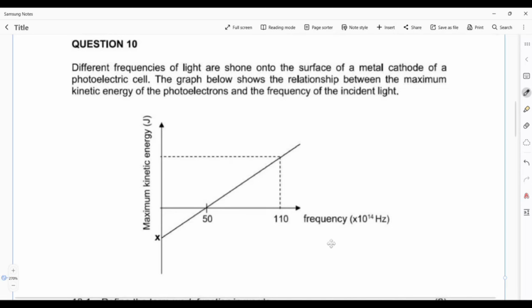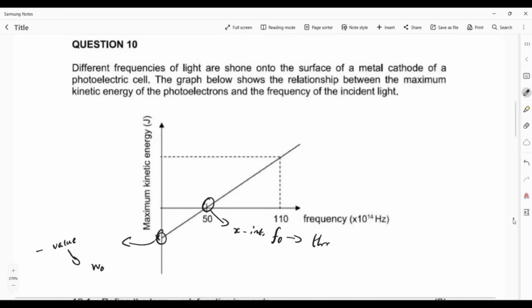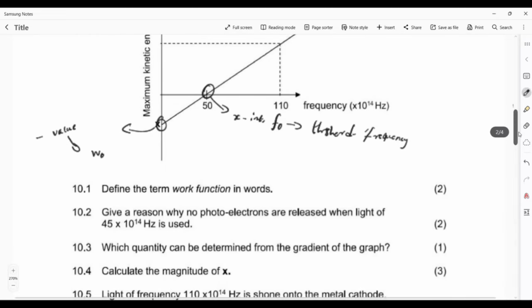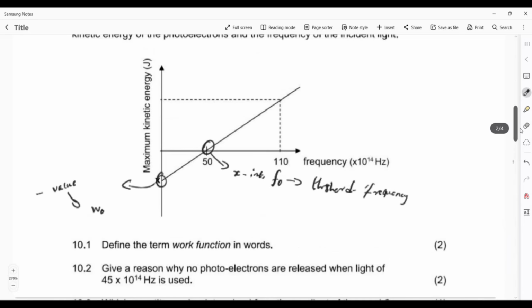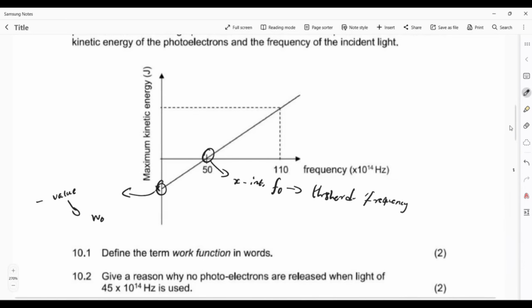Threshold frequency, which means that is the minimum frequency needed to eject the electrons from the metal surface. Those are the two important things you need to know from your graph. You also need to know what the gradient represents.